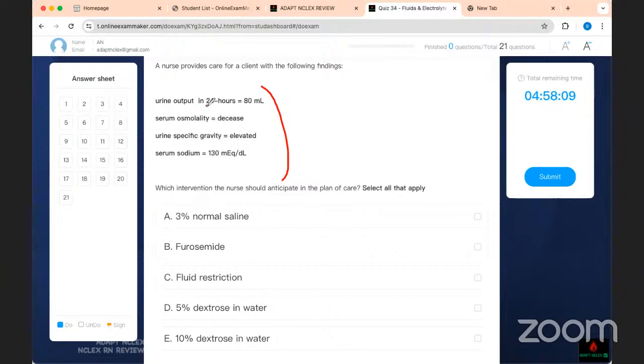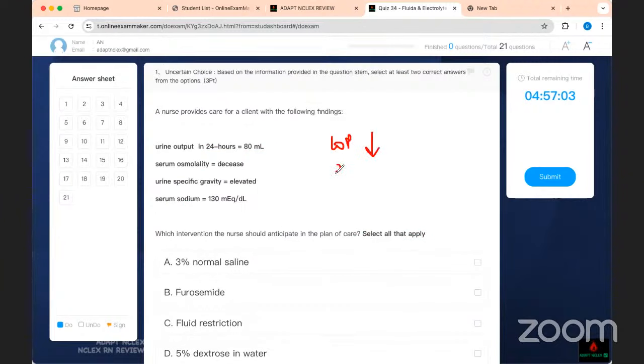A urine output in 24 hours was 80 ml. Serum osmolarity is decreased. Urine specific gravity is elevated. Serum sodium is 130. Which intervention should the nurse anticipate in the plan of care? It's a select and apply. You don't have to pick everything. You pick answers that you're confident on.